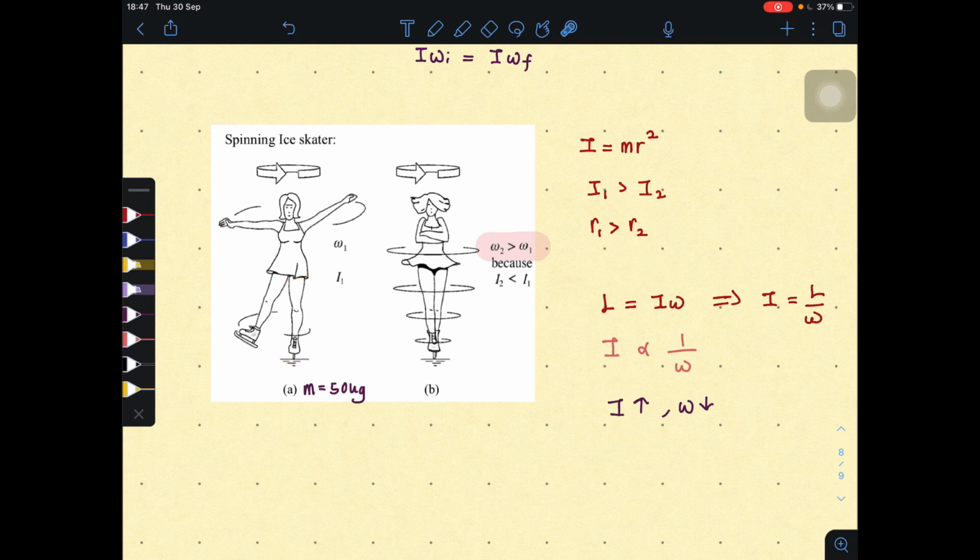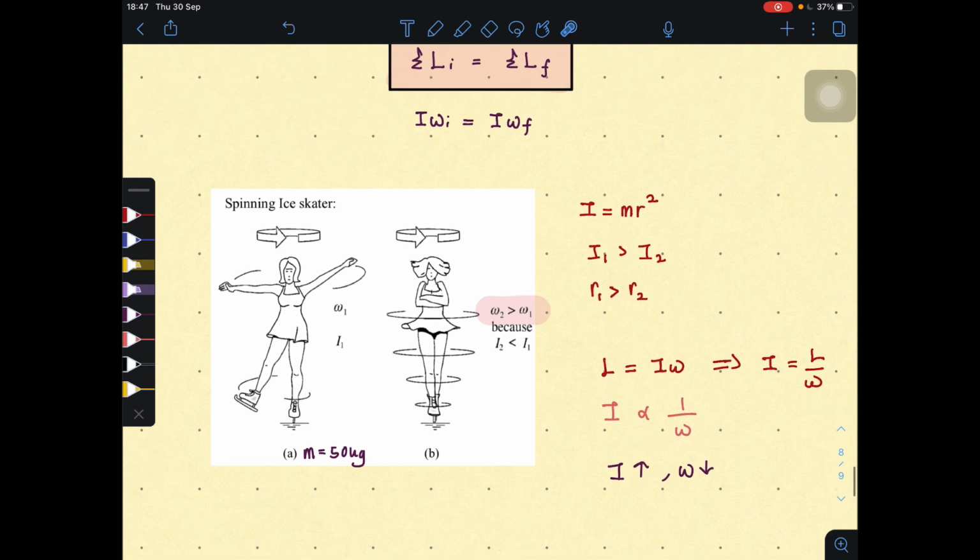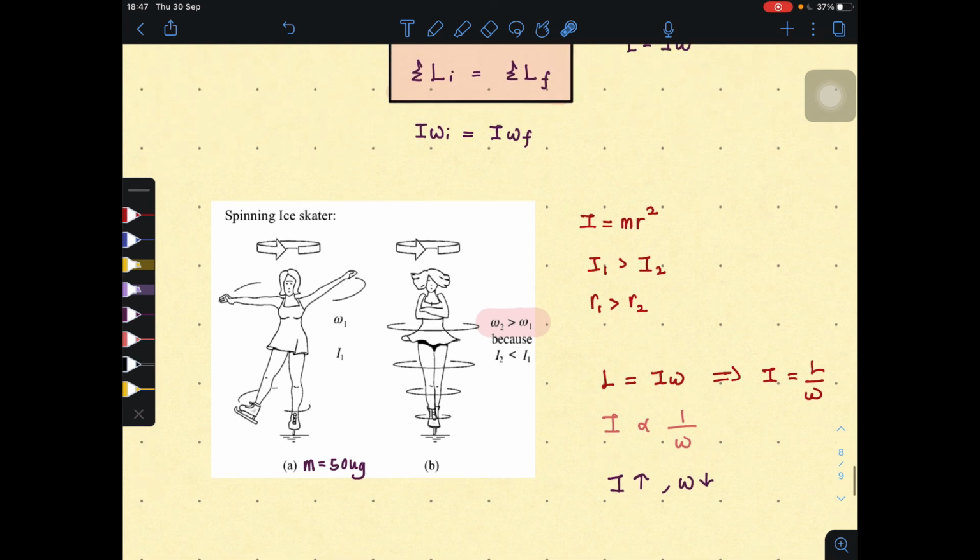So conceptually you have to remember it like that. Just remember that inertia is inversely proportional to the value of angular speed here. Okay, later in the example video I will explain about the calculation.